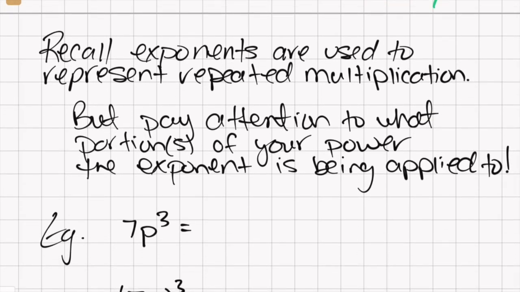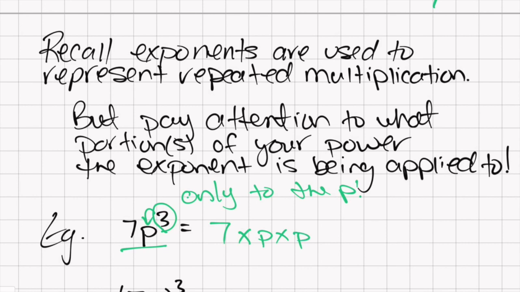All right, so you have to remember that exponents are used to represent repeated multiplication. But we need to make sure we're paying close attention to what portion of the power the exponent is being applied to. So in this example, we have 7p to the power of 3. The 3 is being applied only to the p. So we would write this as 7 times p times p times p, because the p needs to be multiplied 3 times.